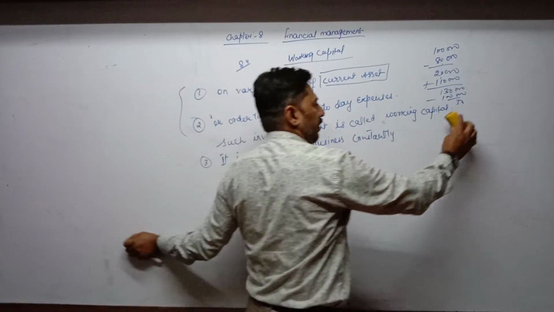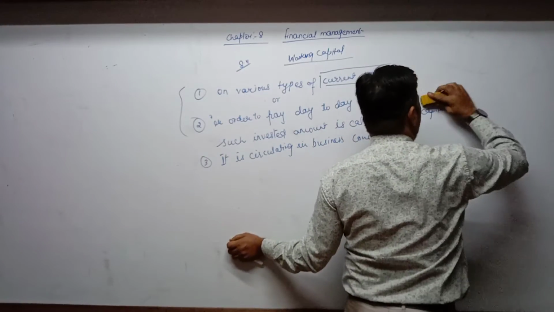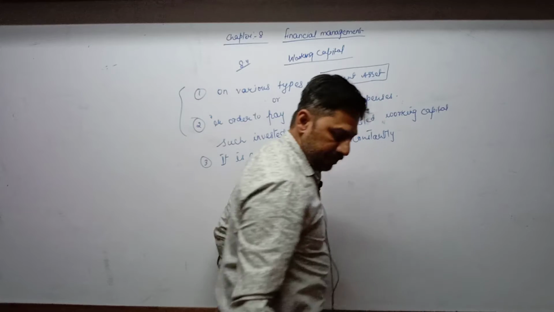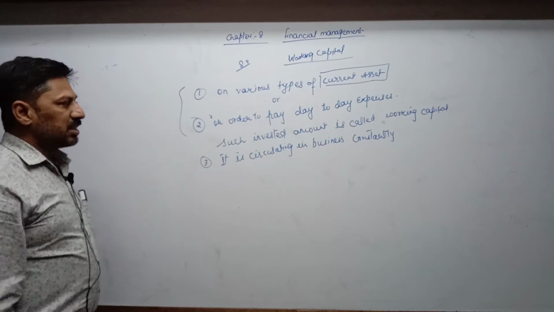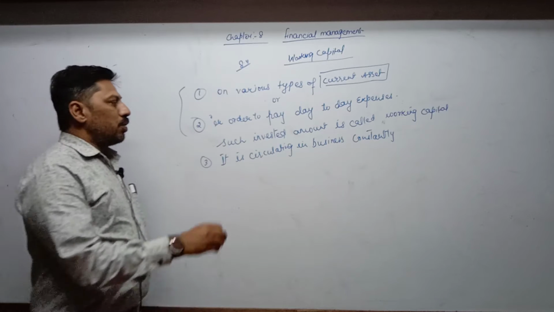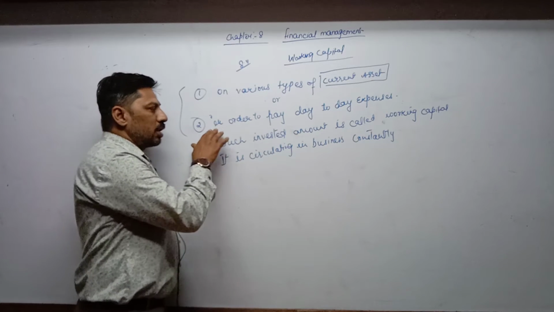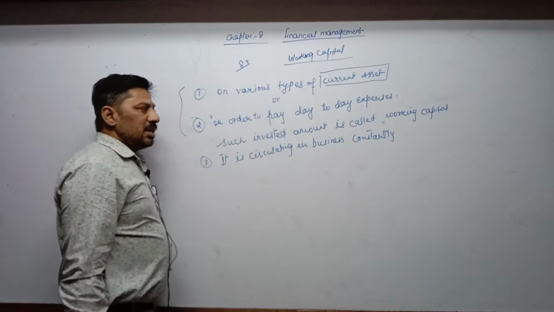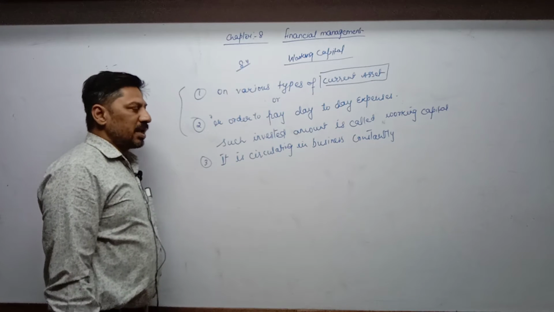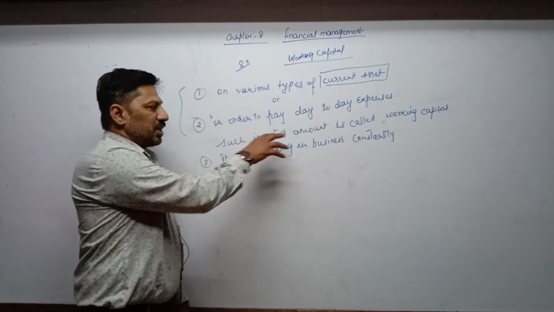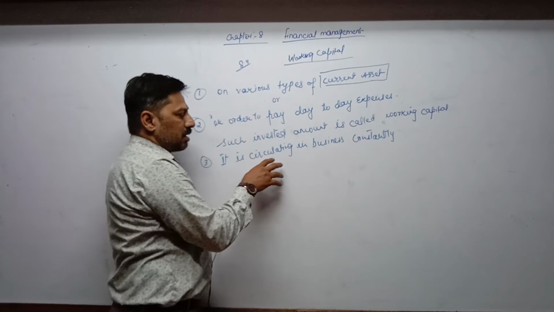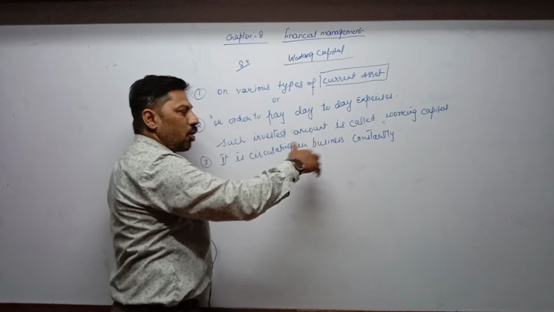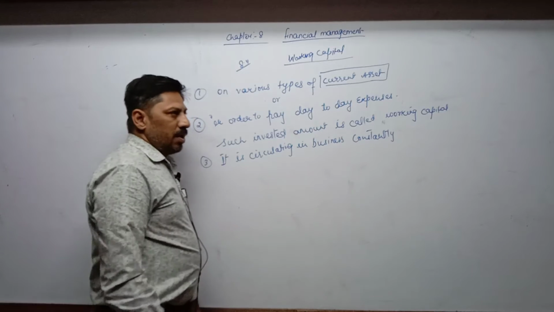So the meaning of working capital is completed. The amount which is invested on various types of current assets, or the amount which is utilized in order to pay day-to-day expenses, such invested amount is called working capital. And such invested amount, that is working capital, is circulating in business constantly, continuously.